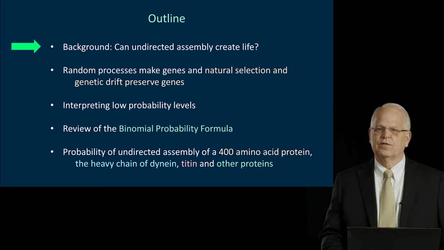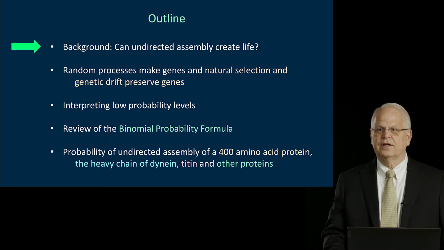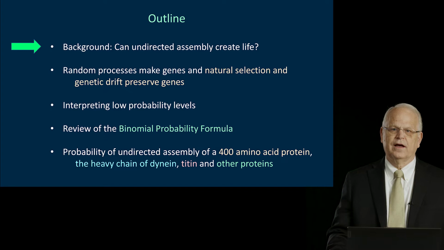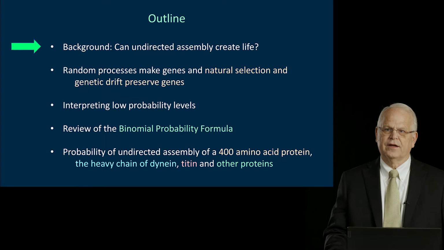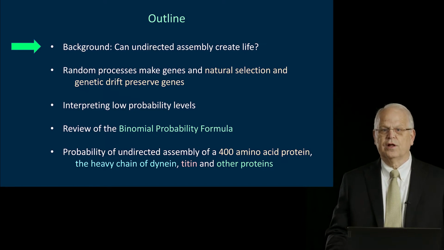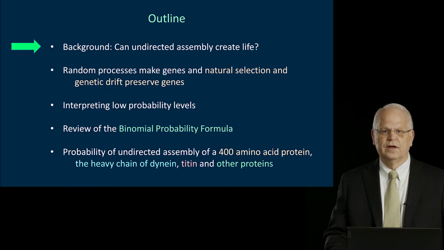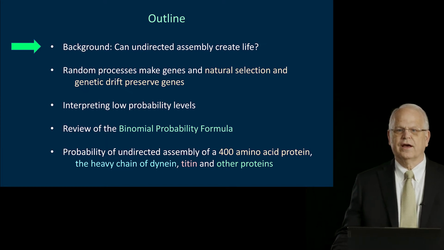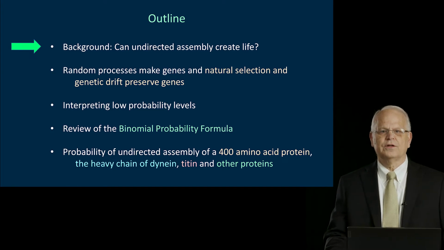In brief, this outline covers 5 areas that I want to go through. The first is providing background and context for can undirected assembly create life, and then to go over that random processes make genes and natural selection and genetic drift preserve genes. Next, look at interpreting low probability levels, and then a review of the binomial probability formula. And finally, we'll do some calculations that calculate the probability of undirected assembly of a 400 amino acid protein, the heavy chain of dynein, titin, and other proteins in the cell.